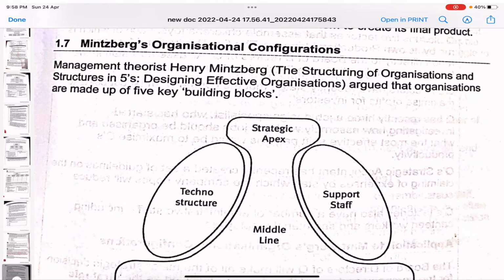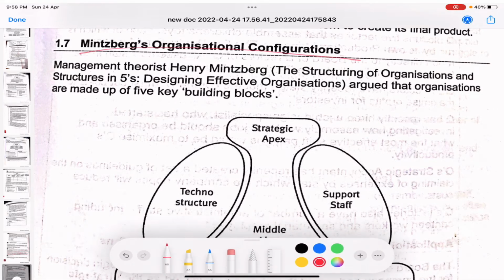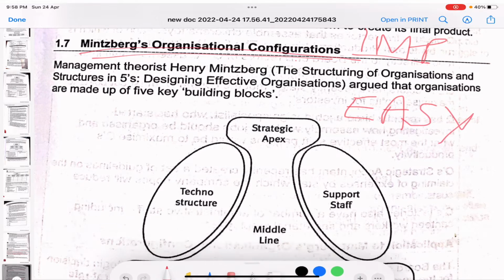Moving on, this is one of the most important topics, and questions come on this. It is important, but at the same time, it is also very, very easy. So don't worry. Who is Mintzberg? Mintzberg is a management theorist. He gave some meaning of organizations and everything, which is very, very easy. You learn it while watching this video itself. There's no need to do any homework because it's that easy.